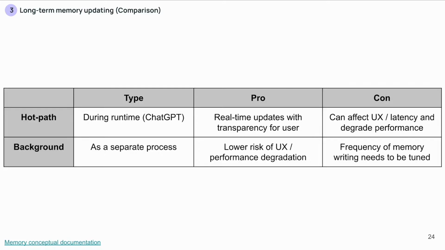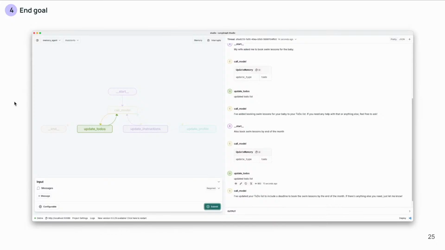So there are some trade-offs, but for now, we're going to be focusing on in-the-hot-path style memory, for example, in what we're going to build here in this course. And we do have a nice template you can refer to that talks a lot about background memory updating. And at the start, we laid the motivation for where we're going here.